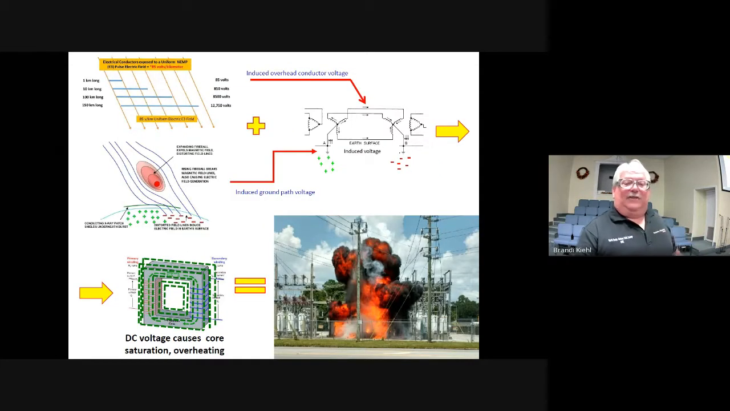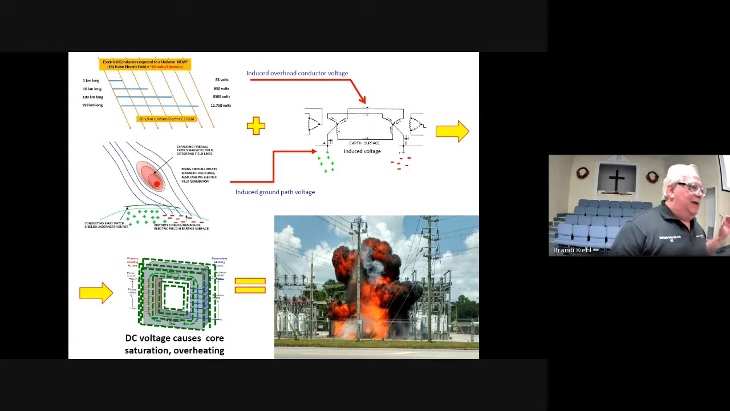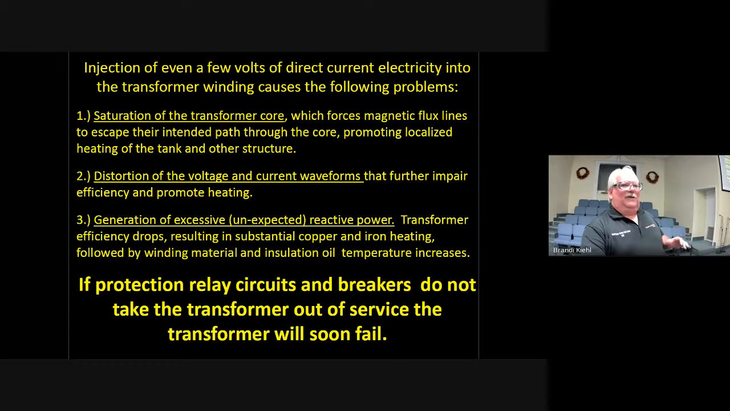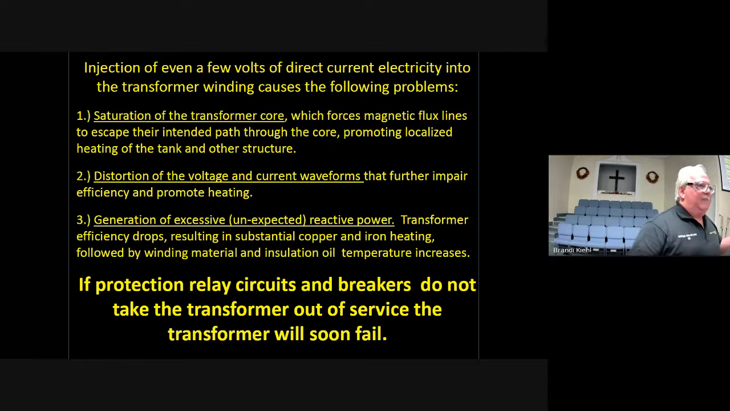And basically, you end up getting core saturation, overheating, 100 bad things inside the transformer, and the fireball is what results, okay? Basically, the E3 actually does the physical damage to the transformers. Okay, so saturating the transformer core, distorting the voltage and current waveforms, generating excessive reactive power. Those are the three things you never do to a substation, and this E3 does all three of them simultaneously for a long period of time.